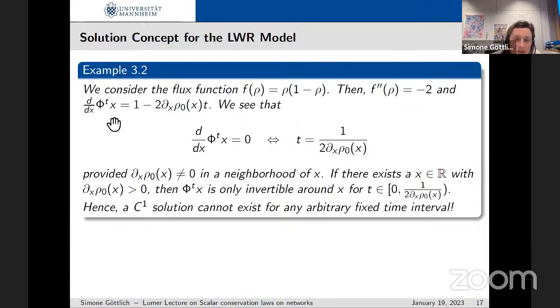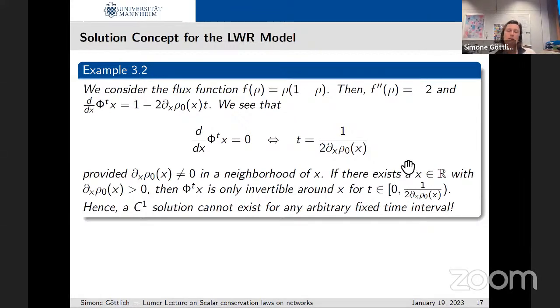And what we see is that for t equals this expression here, provided that the partial derivative with regard to x of this rho 0 is not 0 in a neighborhood of x, there exists an x with these properties that ensures that our phi is only invertible around x for this given time interval. Okay.